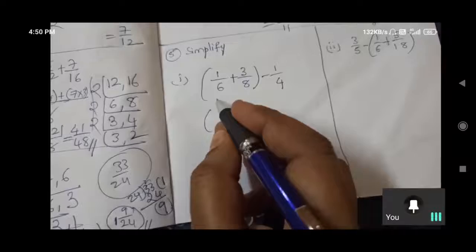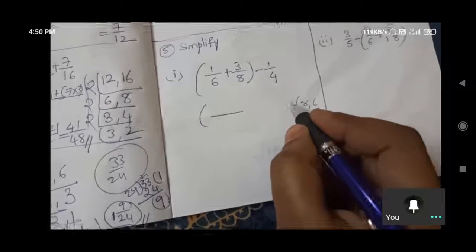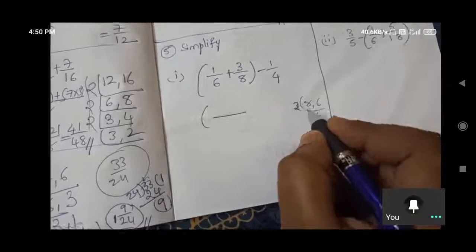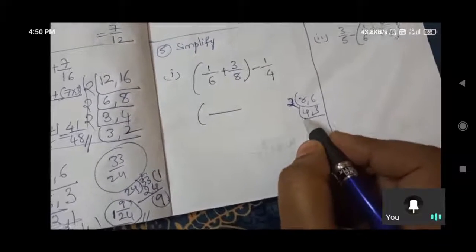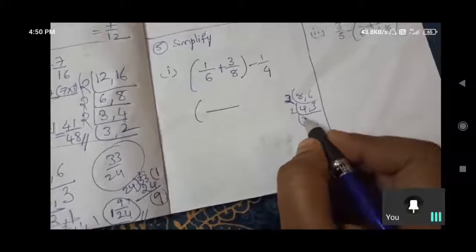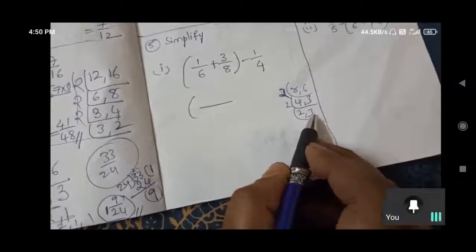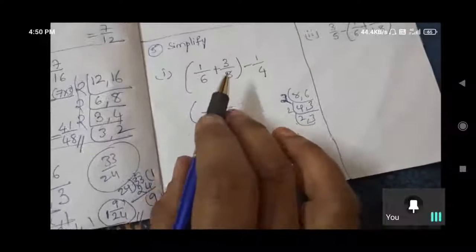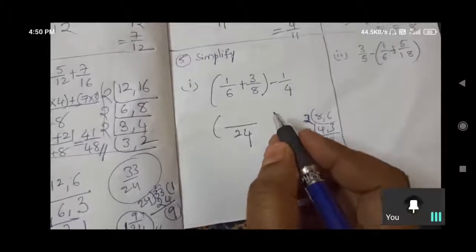So first, 8 comma 6. What is the LCM of 8 comma 6? With the 2 table we can find it. 2 2s are 4, 4 2s are 8, 8 3s are 24, 6 4s are 24. So 24 is the least common multiple for this.